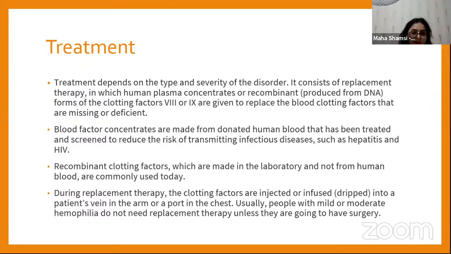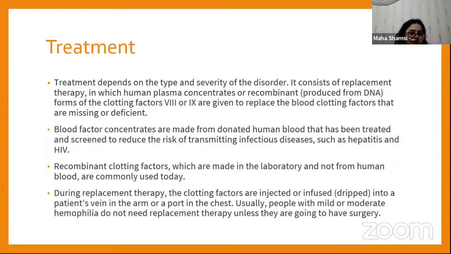Now let's talk about the treatment. It actually depends on the type and the severity of the disorder. It's not that a person with hemophilia cannot survive, but there's an increased risk of losing so much blood and passing away. So it consists of replacement therapy, in which human plasma concentrates or recombinant DNA products are used to replace blood clotting factors that are missing or deficient. Basically, this is more of a biotechnology term, where you either artificially place clotting factors in your body through recombinant DNA, or you acquire them from donated human blood.